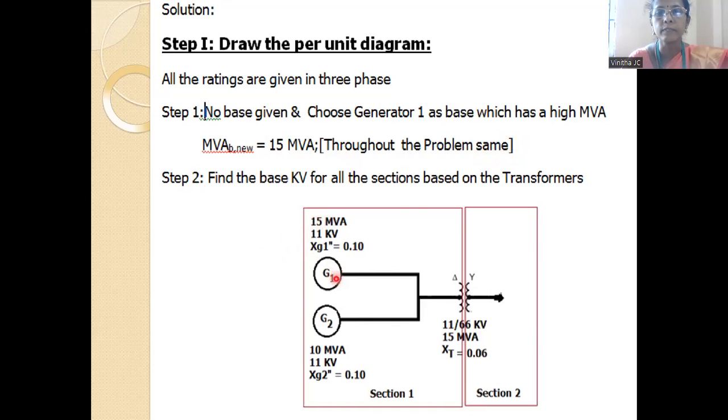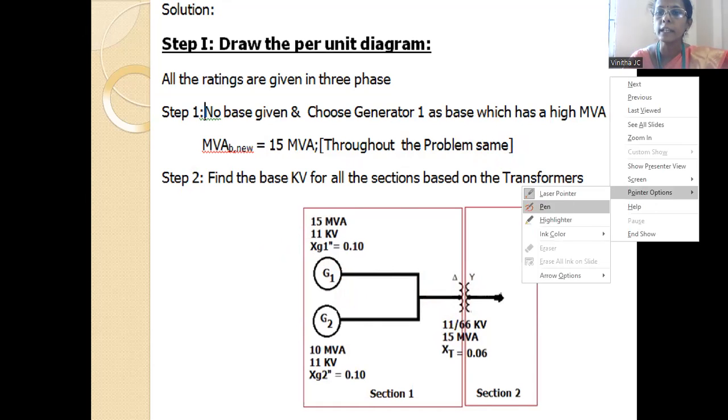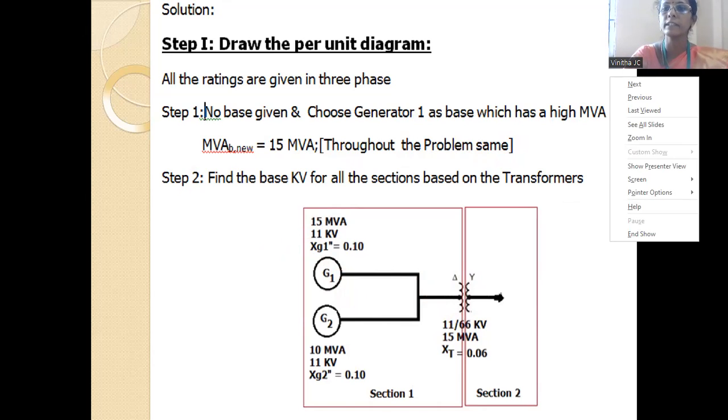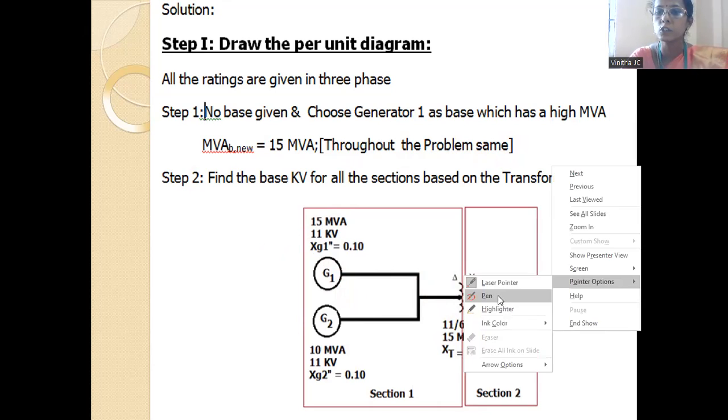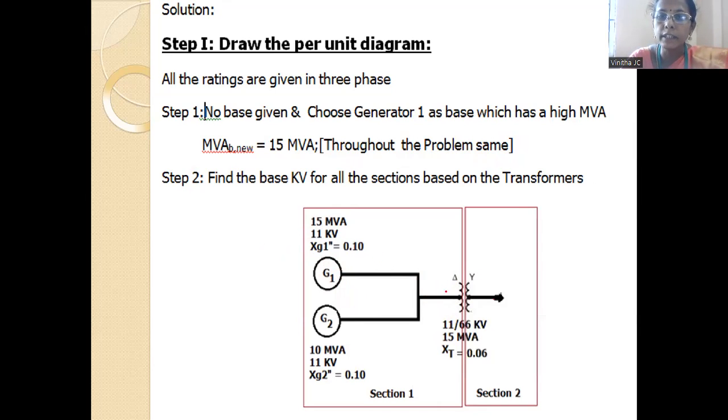And the second step is we need to find kV for all the sections. Wherever we have the transformer, in that case, we need to calculate the new kVB. For this, we have to divide the entire problem into various sections. Wherever we have the transformer, we divide there. So here we have the transformer, so we can divide this as the first section, and this will be the second section. For the first section as well as section 2, we need to calculate kVB new.